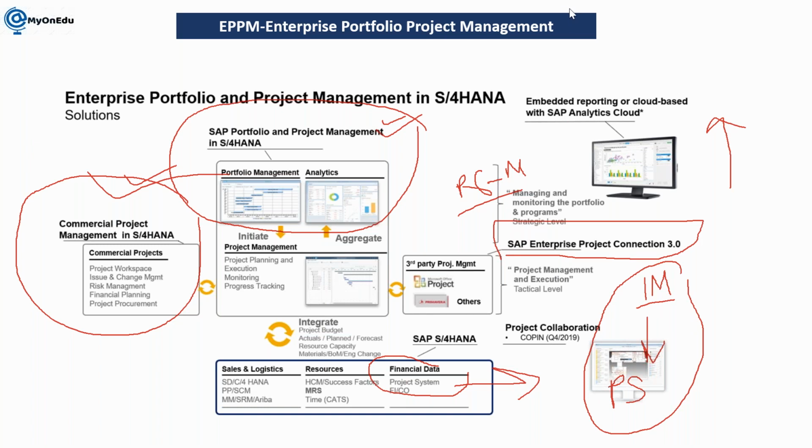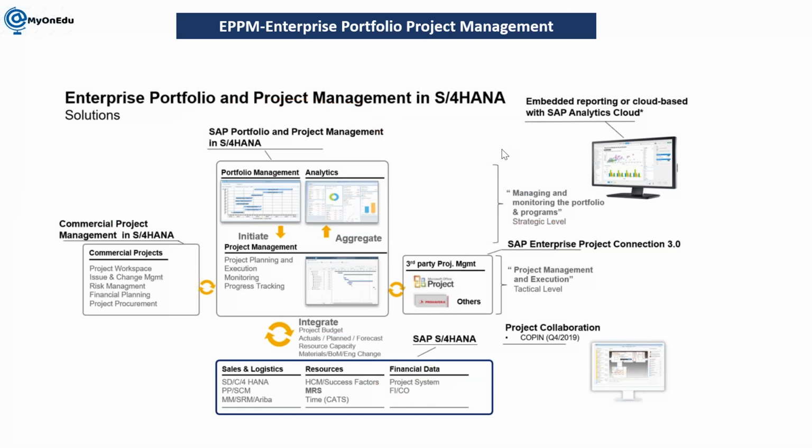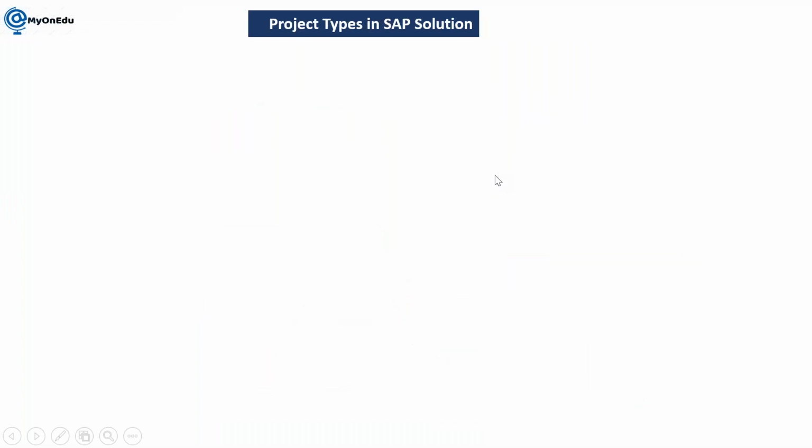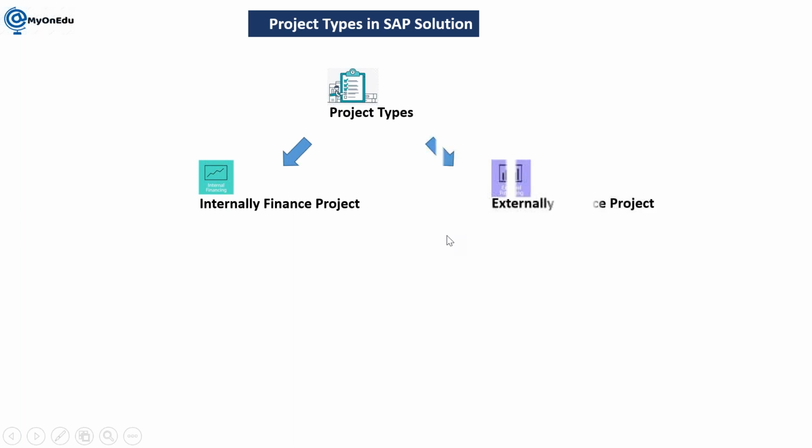Before going next, let us understand what kind of business cases we are going to discuss further. So before understanding the business cases, let us understand what are the different types of projects we are having here. SAP Project System helps us to map majorly two types of project.